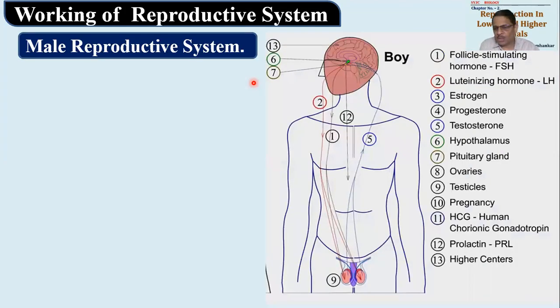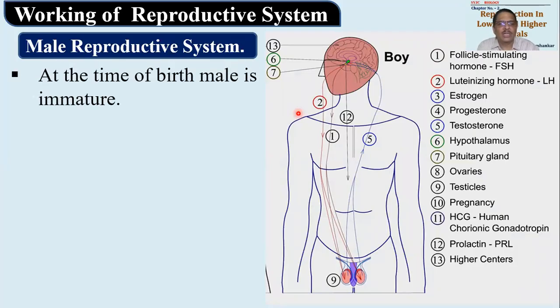So here are some points which we have to take into consideration. In a boy, we have to consider what things are going to happen, how the working takes place. At the time of birth, a male is said to be immature. Immature means all the sex organs are available in the body, but they are incapable of reproduction because the process of gamete formation is not yet done. This is the first thing to remember.